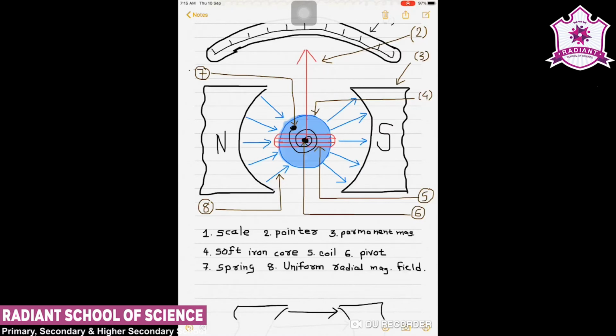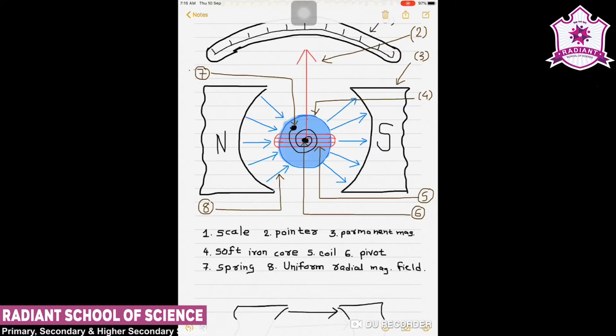For this we are using a soft iron cylindrical arrangement, and this is a very good object to improve the magnetic field. So it increases the strength of the magnetic field also. Now when current flows through this coil, it will experience torque, and when it experiences torque, it will move about its axis, that is about the pivot.